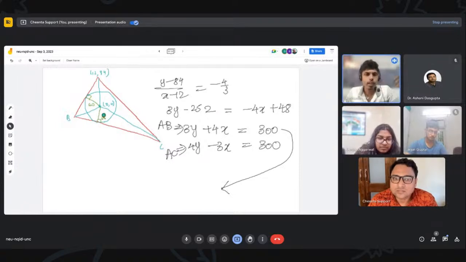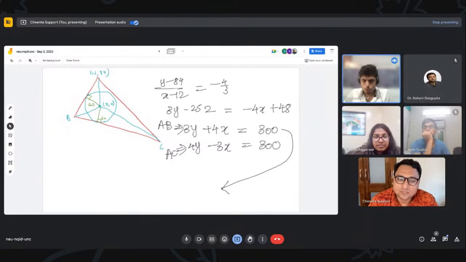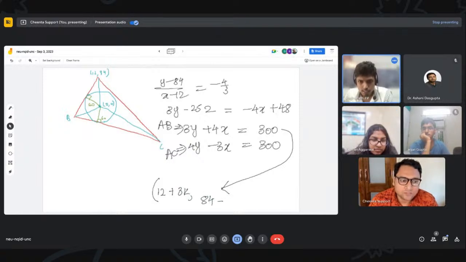Oh, now I can find the BC equation, right? And we can put that condition. I have one idea. Let's see. So what is the solution of AB? I think it is like, what is the basis solution? 12 comma 84. So it should be 12 plus 3k comma 84 minus 4k. This is like the general solution of a Diophantine like this.